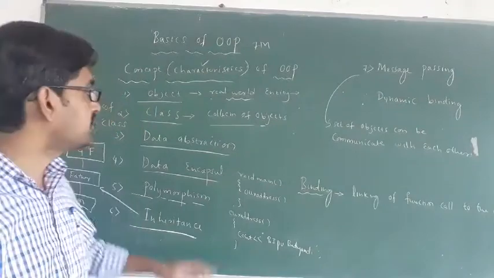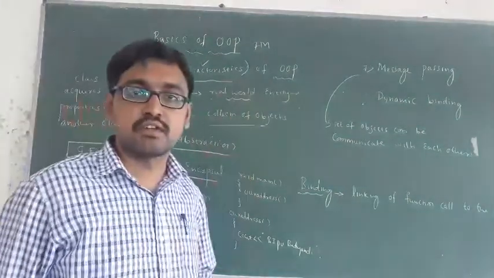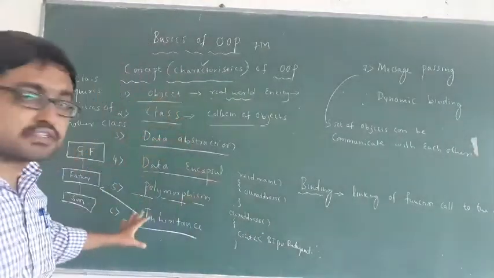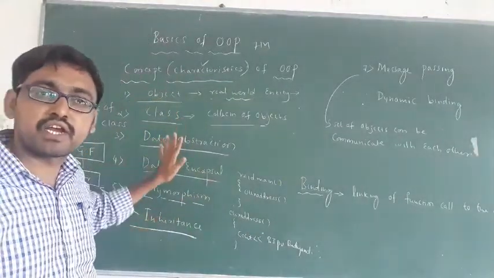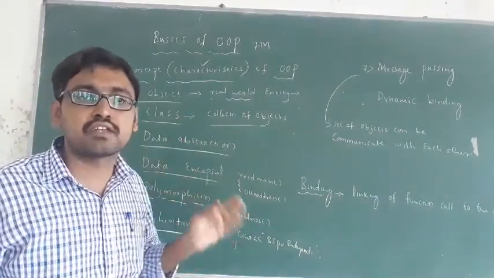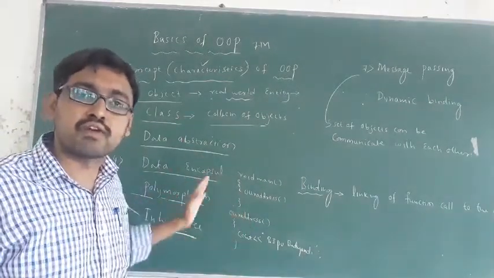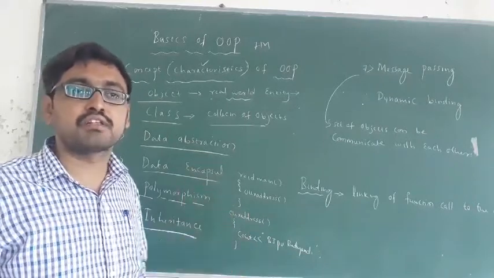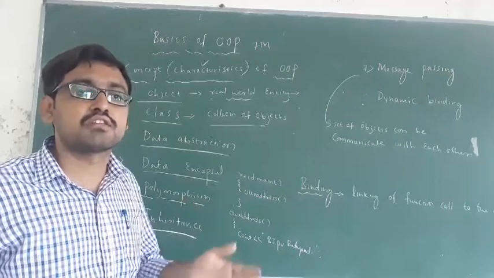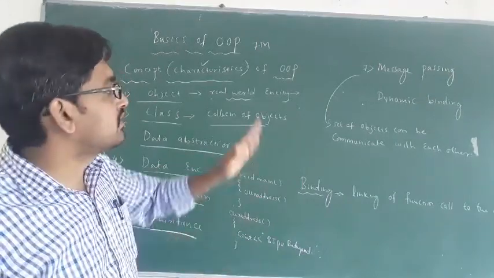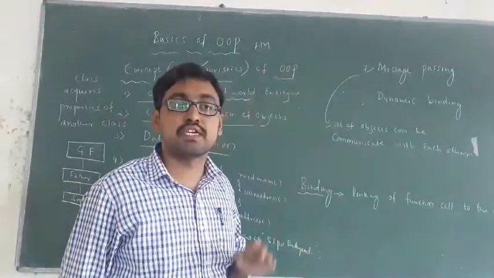The next concept is message passing. You have already studied 6 concepts. Any 5 you can write in the examination. If they ask you to explain the characteristics of OOP, you can write any 5 concepts. It is compulsory, they will ask for 5 marks, either the concept of OOP or explain the characteristics of OOP. Then the next, 7th concept, is message passing.